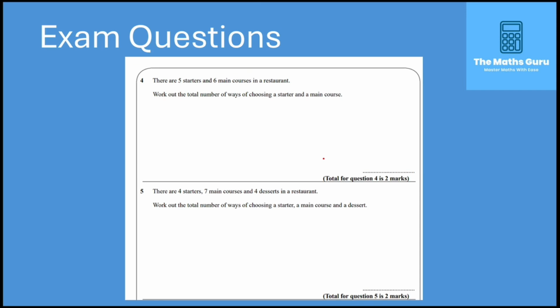If you look back to my revision video, remember we have our M event and our N event. And to work out the total number of combinations, we do our M times by our N. In this case, we have 5 different starters times by 6 different main courses, which is going to be 30.